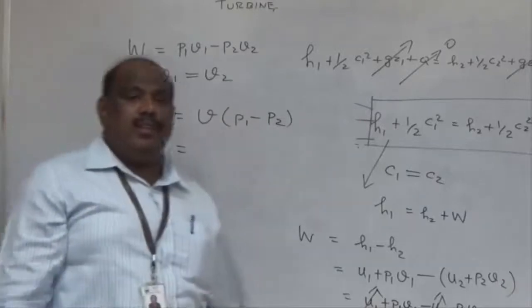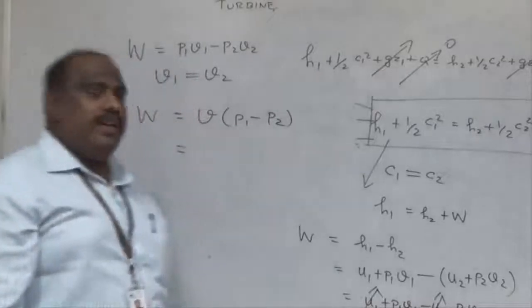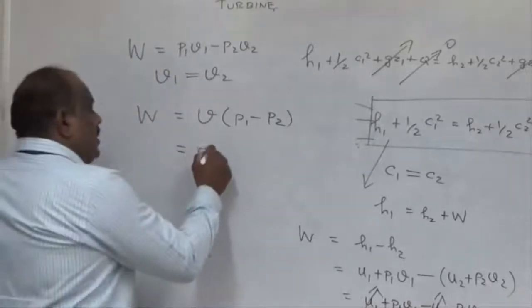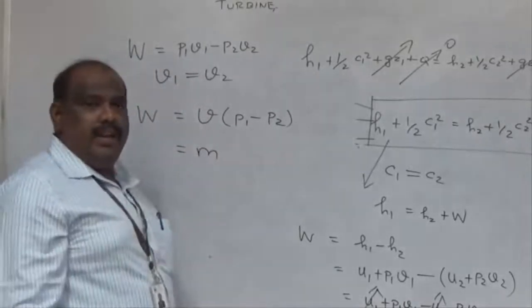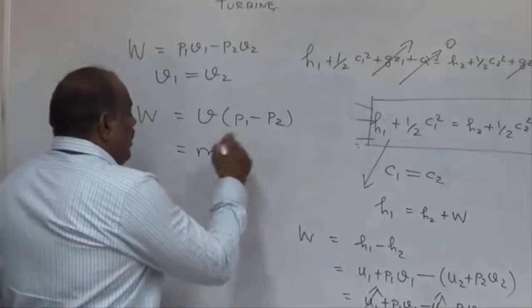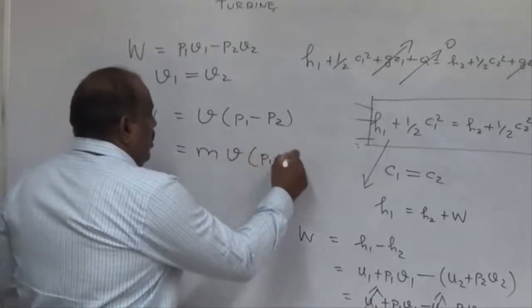Now whatever we derived is for what? For 1 kg of the fluid. Now let us multiply by the mass, for any mass of the fluid. So m into specific volume into P1 minus P2.